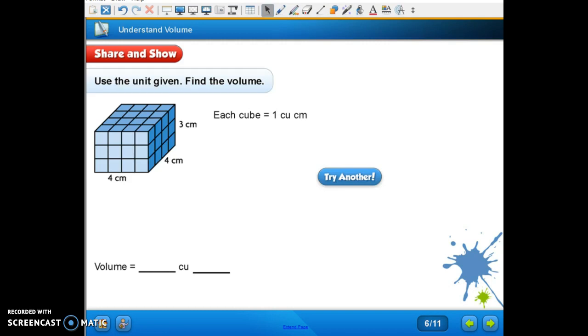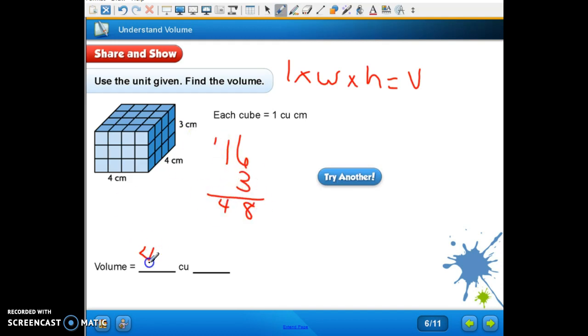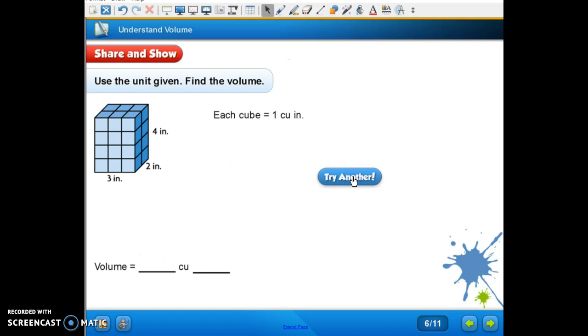All right, so if you remember, our formula for volume is length times width times height equals the volume. So the length is 4 times 4 is 16 times 3. So it's 48. What did CU stand for? Cubic. And what's our measure? Centimeters. Okay? Let's try this one.